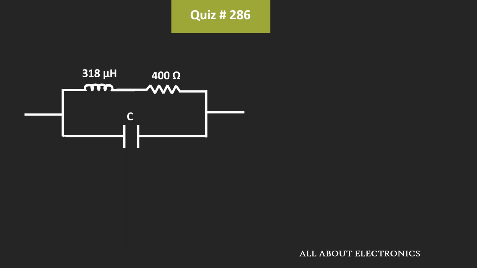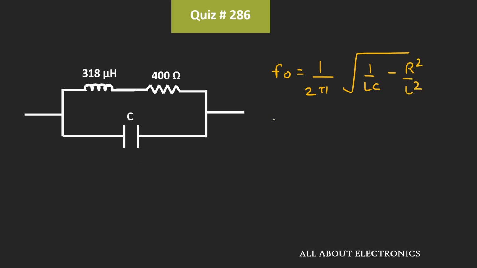So first of all, let us find the value of this capacitor. For the given circuit, the resonant frequency can be given as 1 divided by 2 pi times the square root of 1 divided by LC minus R square divided by L square.